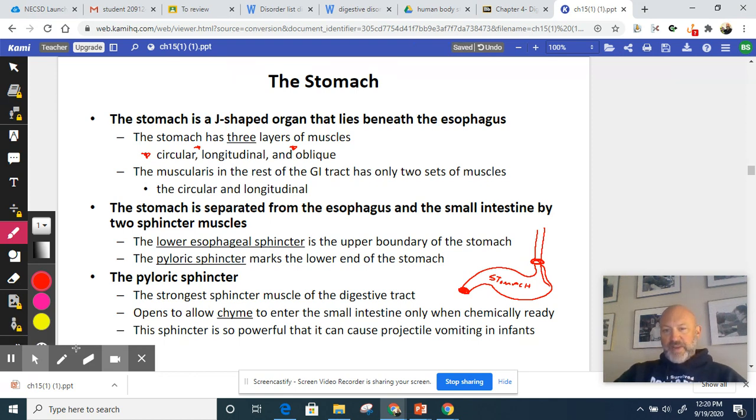This muscle is so powerful that if the body detects any undesirables in the food and we want to vomit, we want to get that food out of our system, it's this muscle that is responsible for projectile vomiting.